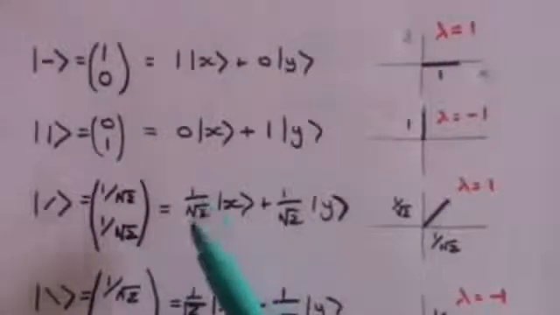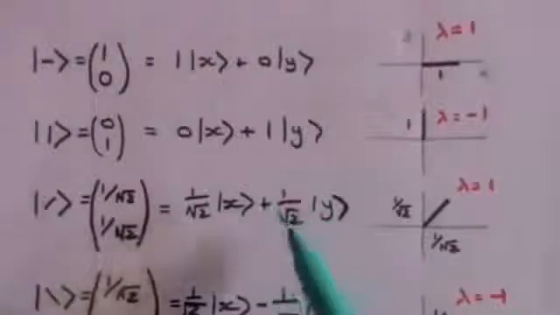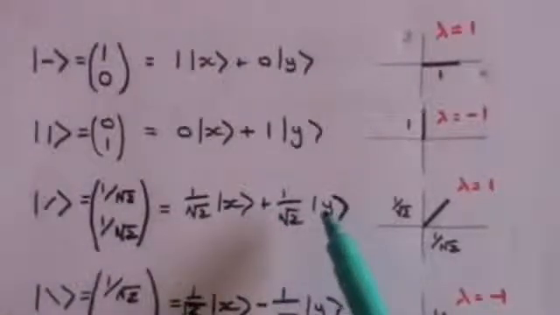Now let's have a look at the forward slash, 45 degrees forward slash state, which we represented by an eigenvector of 1 over root 2, 1 over root 2, which you can also put as 1 over root 2 times the x direction plus 1 over root 2 times the y direction. And that means that you've got a 1 over root 2 in the x and a 1 over root 2 in the y, and that will give you a resultant vector at 45 degrees.